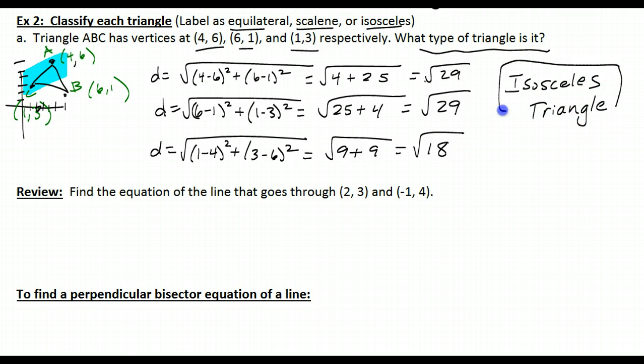I'm only going to do one of that type of example because it's kind of long, and so if you really need to go back and watch it again, you can, but that's all I'm going to do for that type of problem. So that's classifying a triangle.